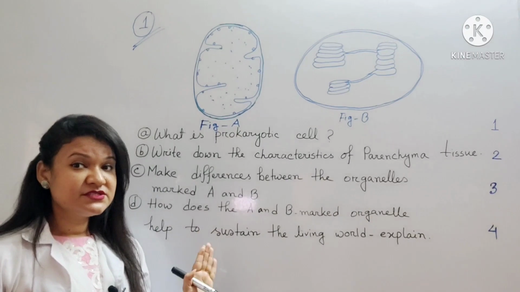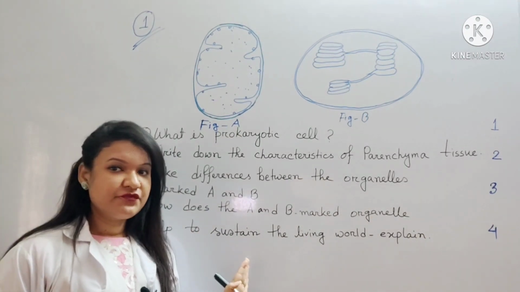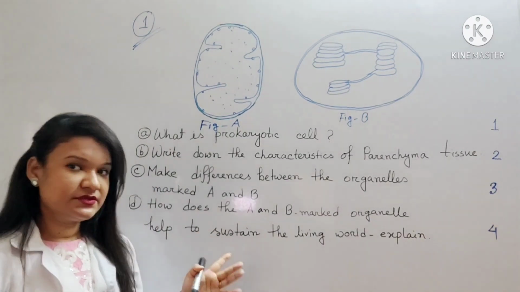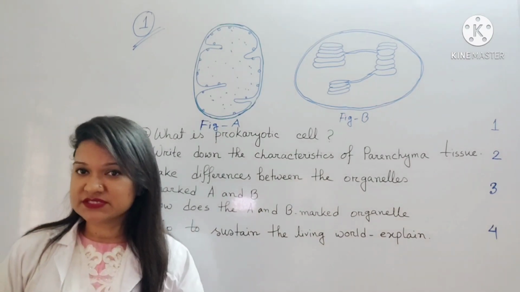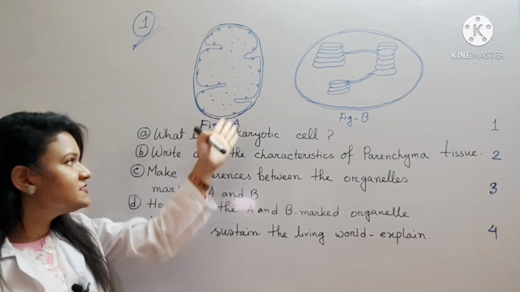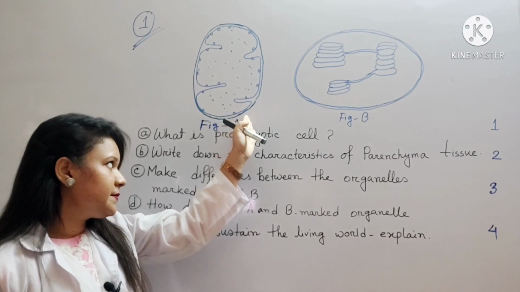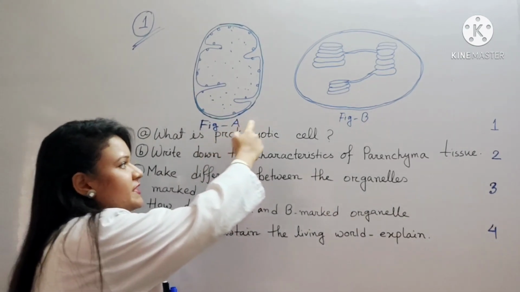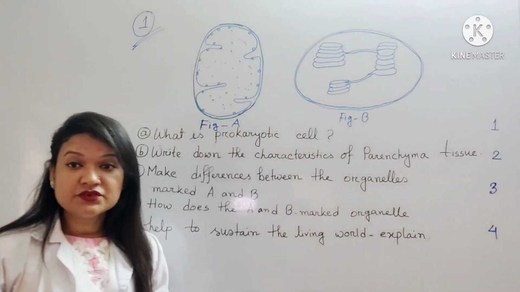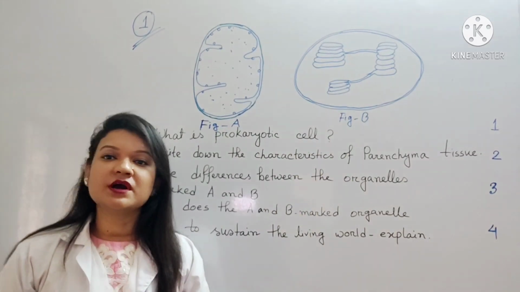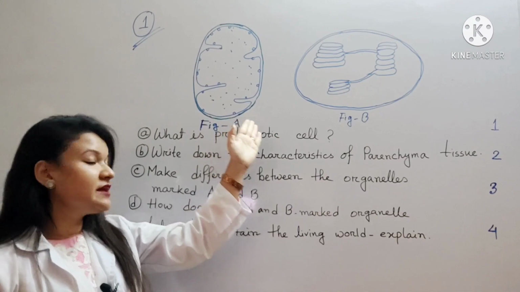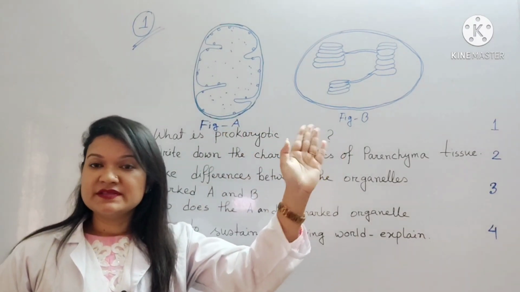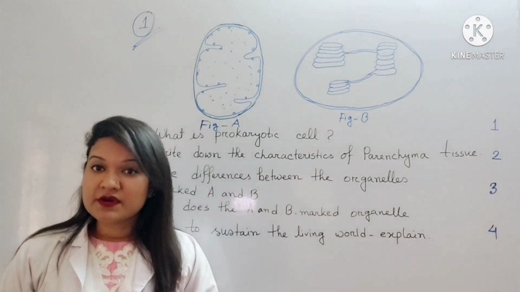This is your first creative question. First of all, I will describe this creative question. Next, I will go to the next creative question. So here you can see this is our stem. Here you can see there are two figures, figure A and figure B. First of all, you have to find out what figure A and figure B are. Then you will give your answer.